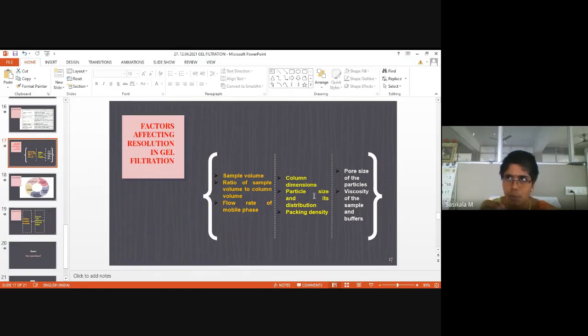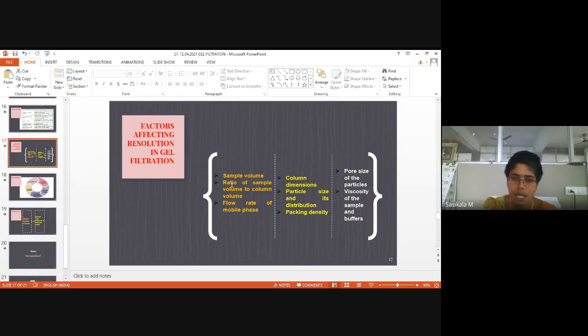You should have seen the pores where the molecules are included for separation. So that pore size also matters to get highly resolved peaks. Then viscosity of the sample and buffers. It should not be highly viscous, otherwise the sample will be very sticky to get separated, and optimum viscosity should be maintained for easy separation. So these are all the factors that affect resolution in gel filtration chromatography.